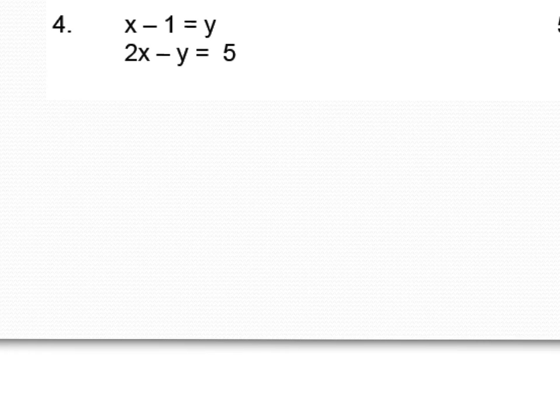Alright, let me do number 4 with you guys. So I have x minus 1 equals y, and 2x minus y equals 5. This one looks a little different. Okay, first step, solve for one of the variables and substitute it into the other equation.